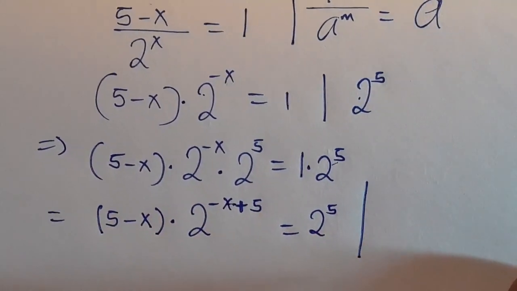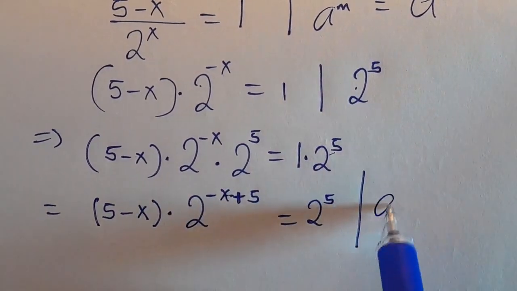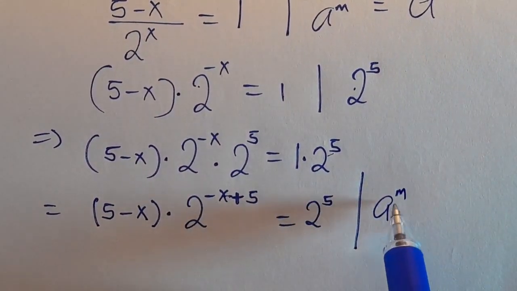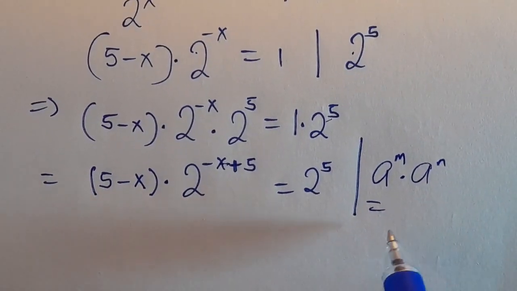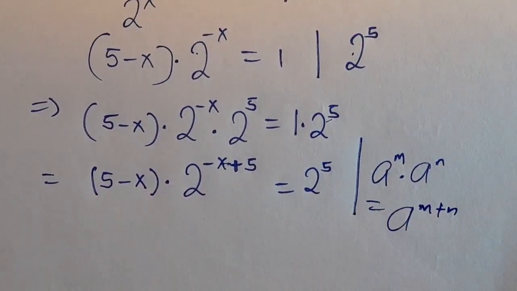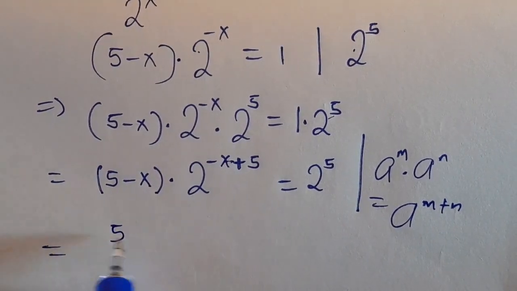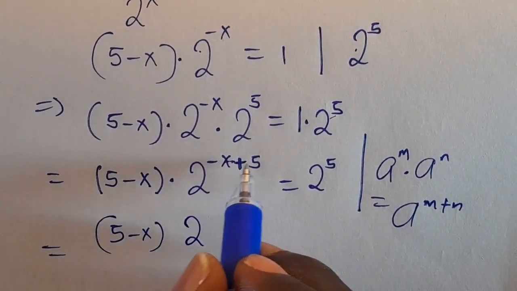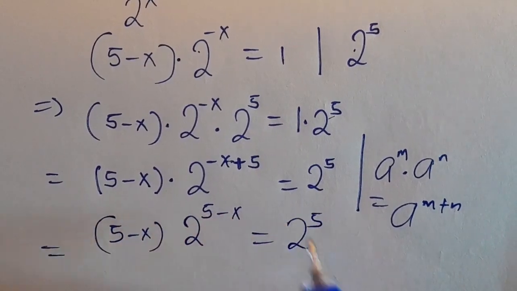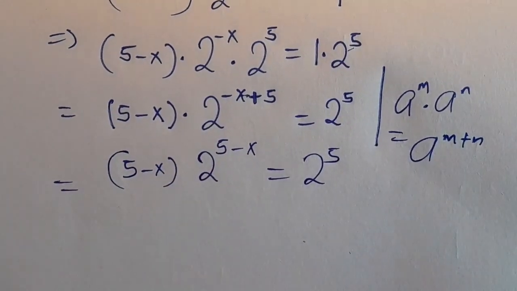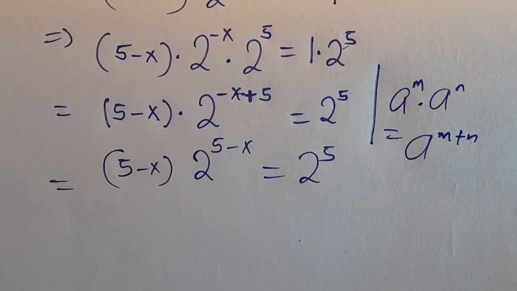And how do we get this? When you have a to the power of m multiplied by a to the power of n, it equals a to the power of m plus n. So by applying it here, we have this. Then we have 5 minus x, then 2 to the power of, let's interchange, x minus 5 minus x, equals 2 to the power of 5. So from here, we have this as this.